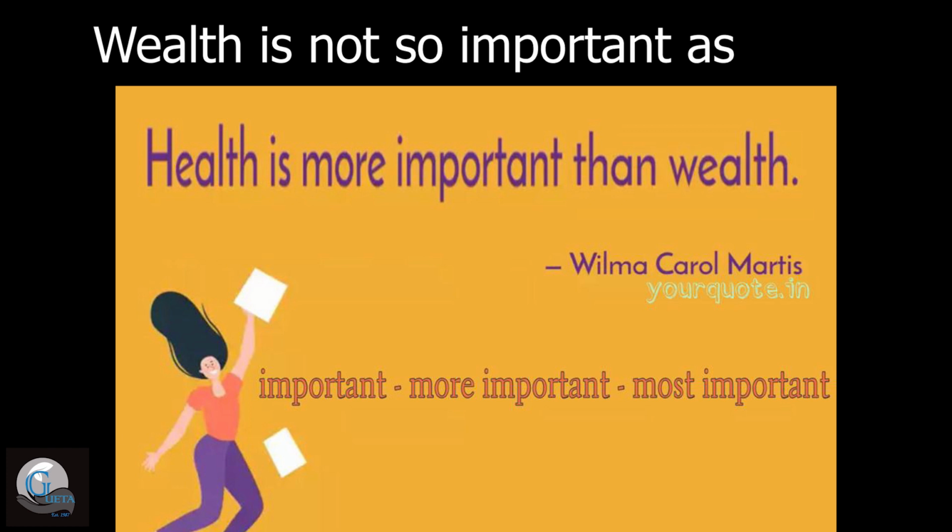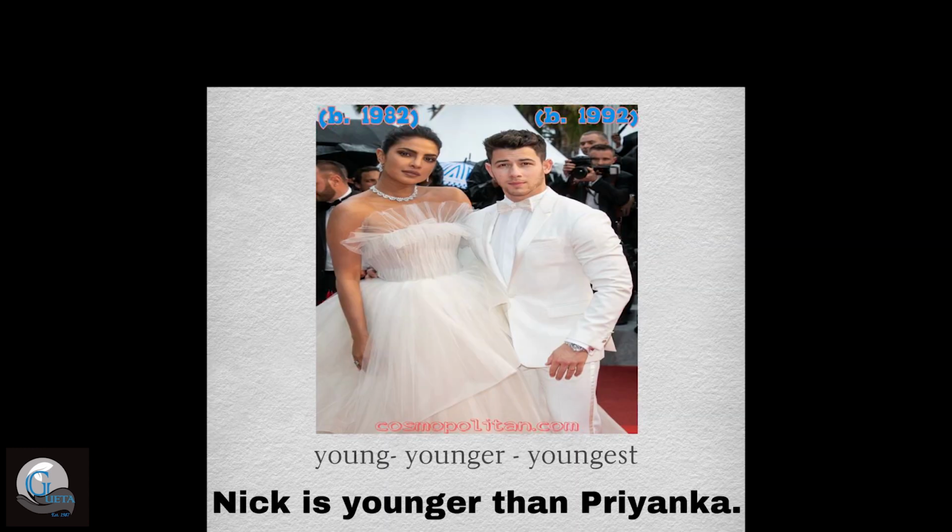Use the positive degree structure "so important as". We can also say "as important as", and the sentence with the noun that functions as the subject of the original sentence. Using the same formula, we can do other examples.